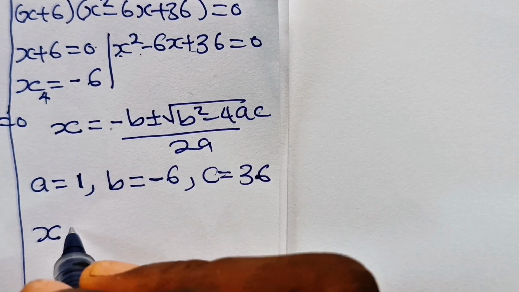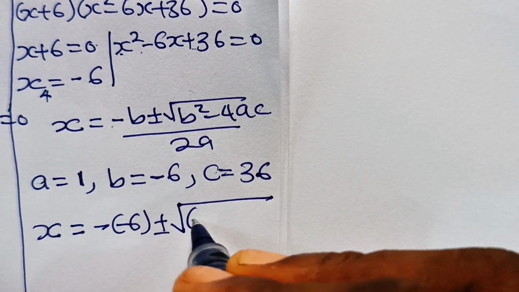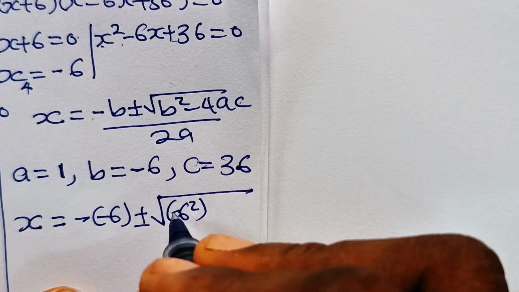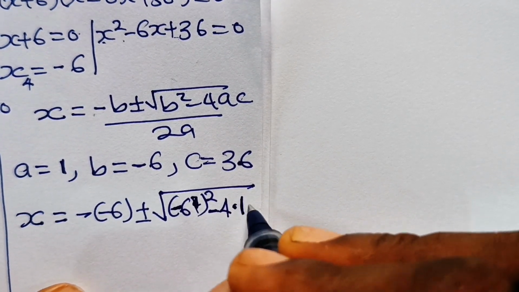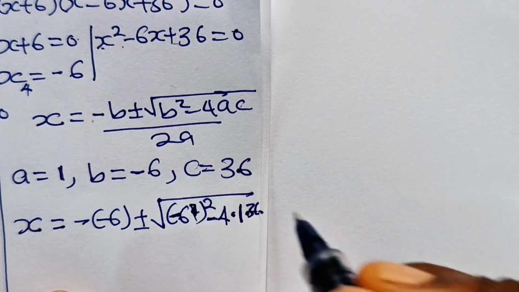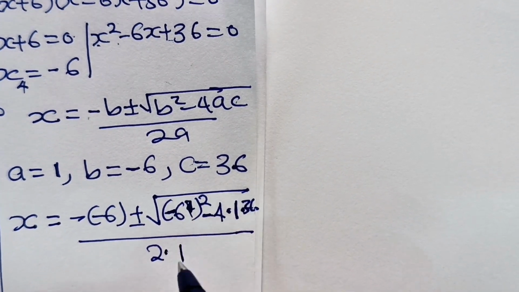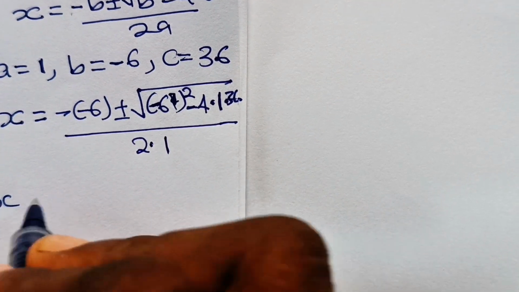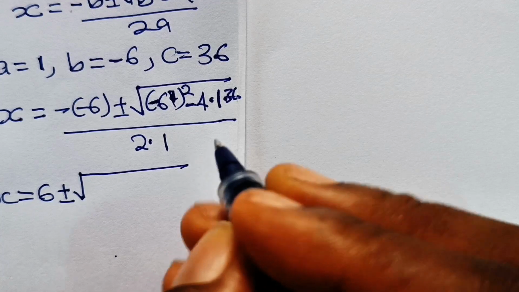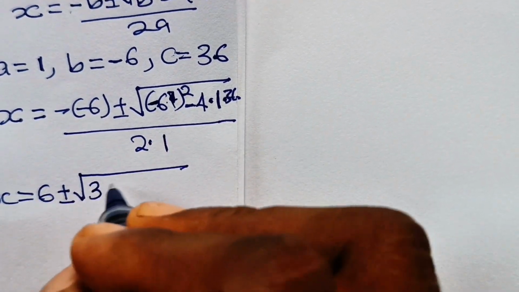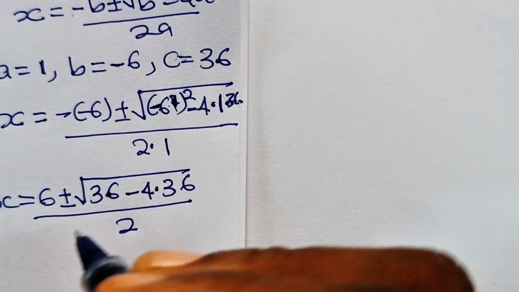So we can say x is equal to minus of minus 6 plus or minus square root of minus 6 squared, minus 4 multiplied by 1 multiplied by 36. I hope you can see that. Everything divided by 2 multiplied by 1. So our x is equal to minus of minus is plus, so we have 6 plus or minus square root of minus 6 squared is 36, minus 4 multiplied by 36, everything divided by 2.